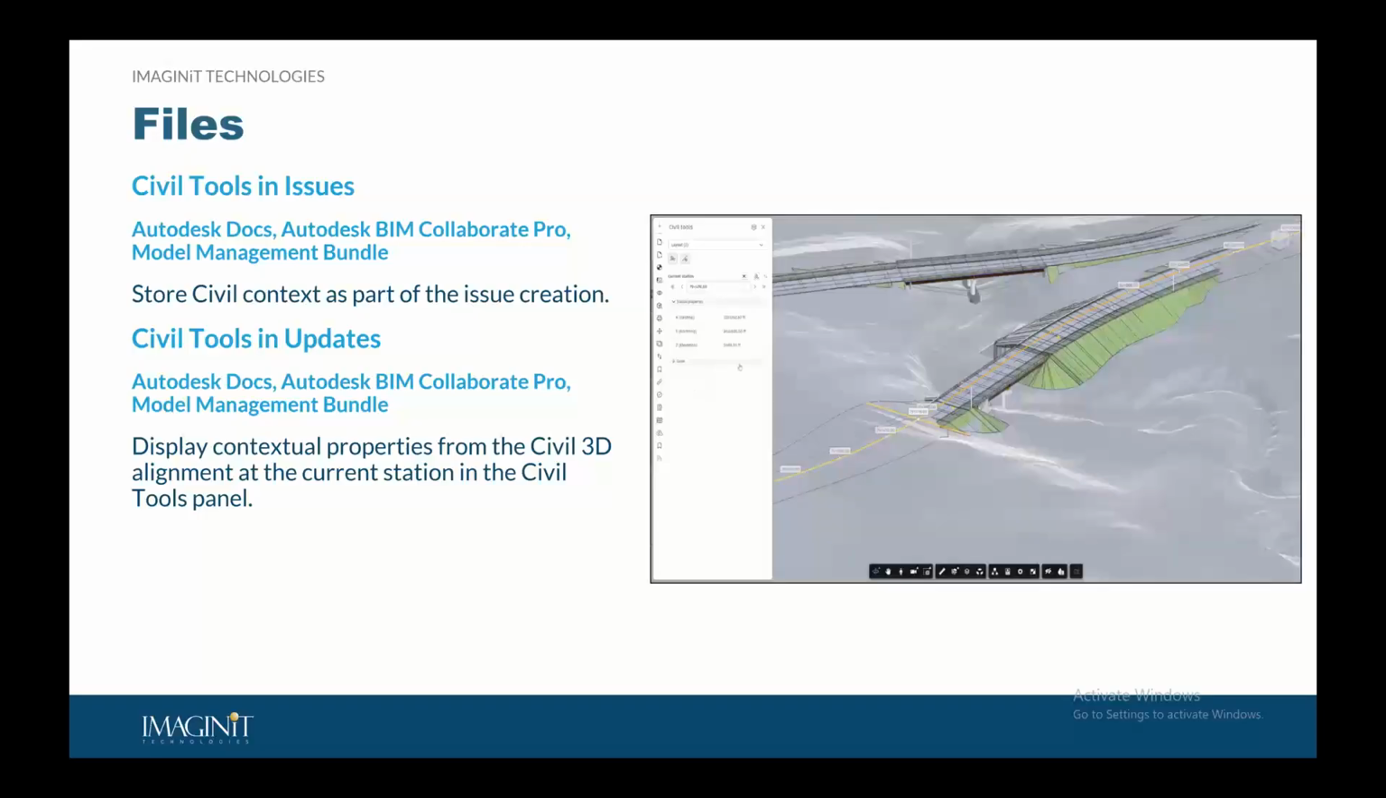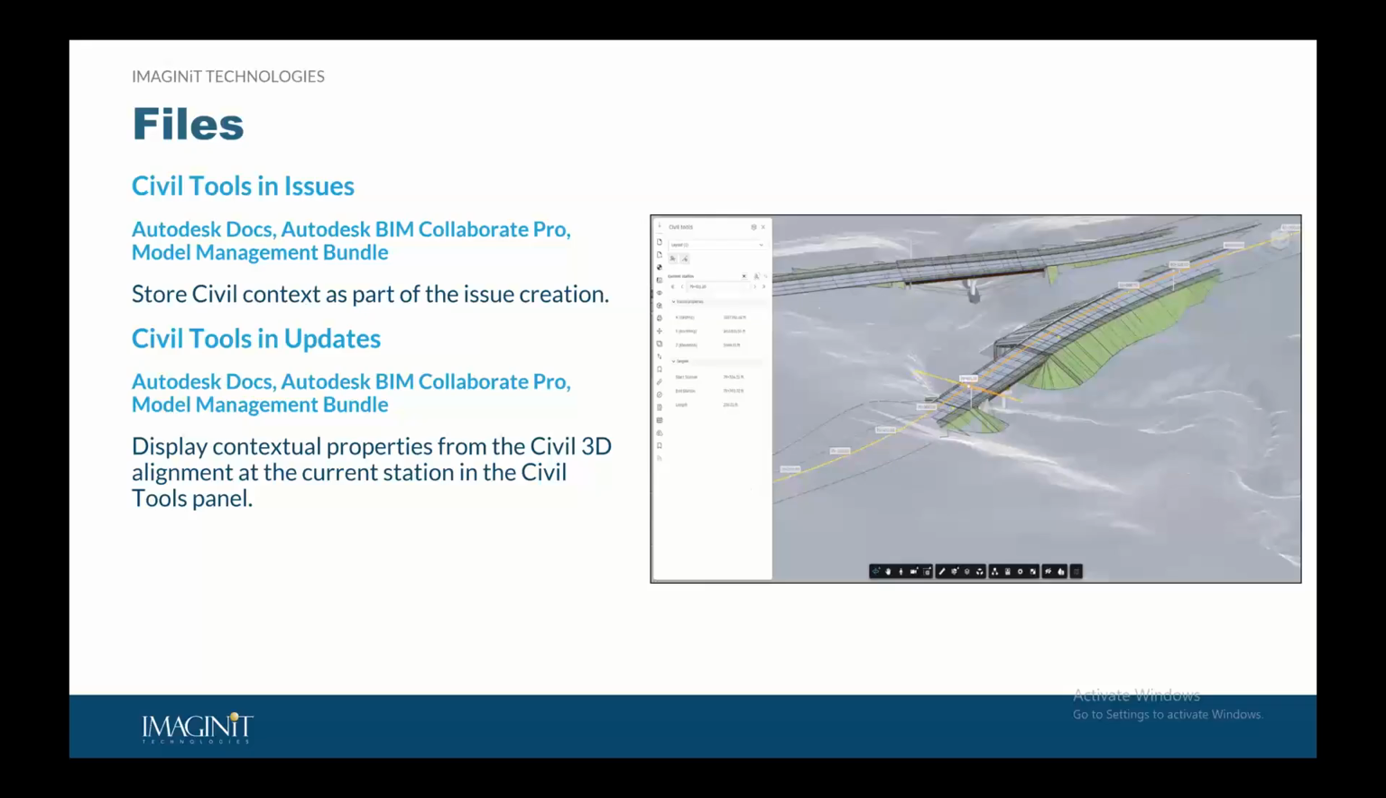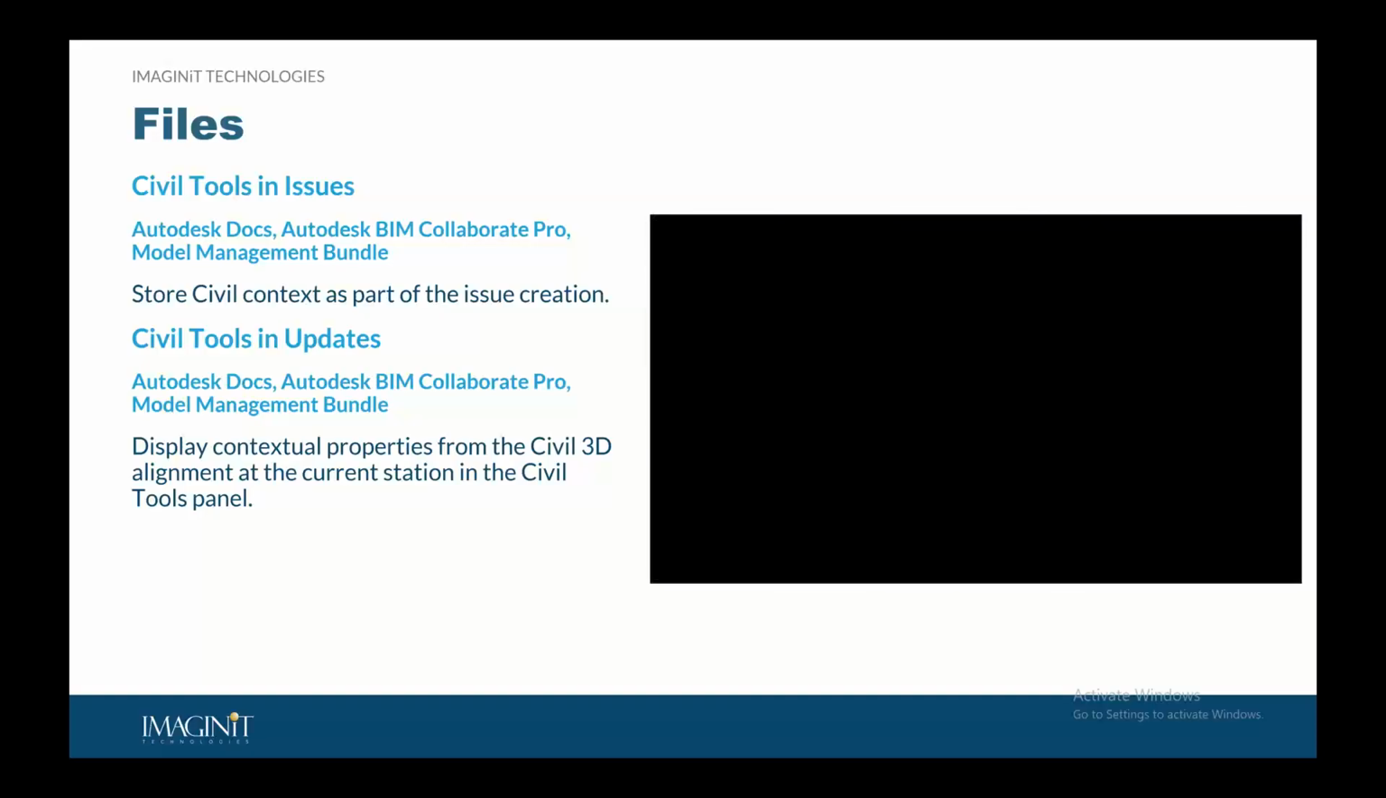So you now can store Civil Tools context as part of issue creation. So when you are creating an issue, the Civil Tools selection and visuals, things like alignment, profile selection, current station value, cut plane, all those Civil Tool visuals are going to be captured inside of that issue snapshot. And what this is going to do is ensure that stakeholders can easily understand the original context that is coming from behind the issue.